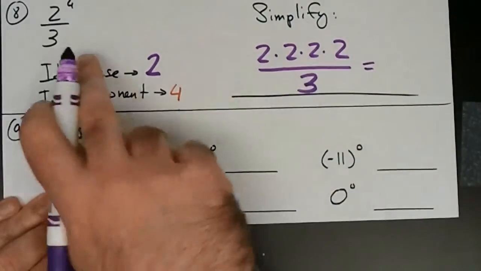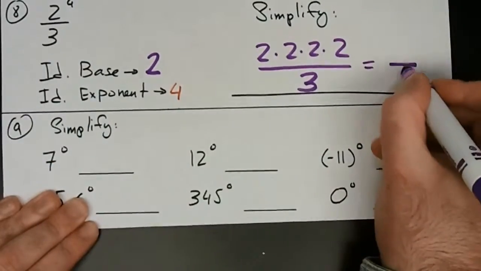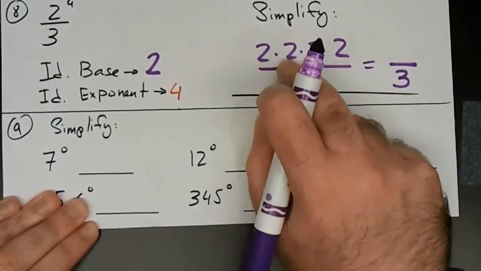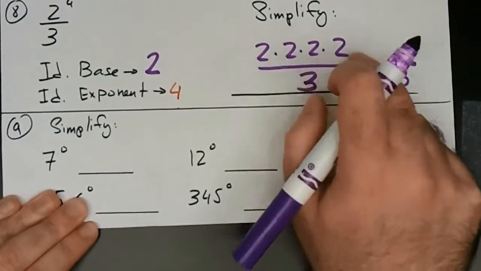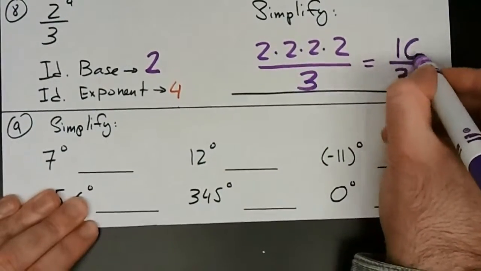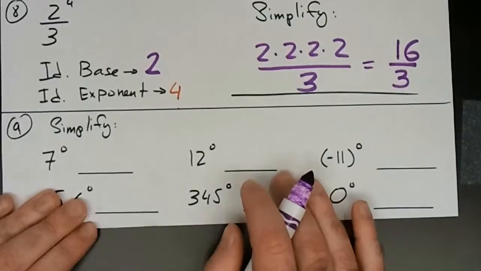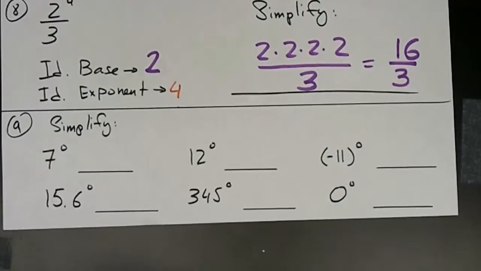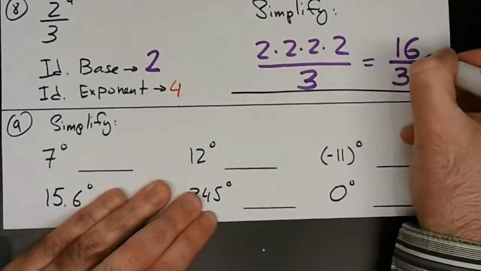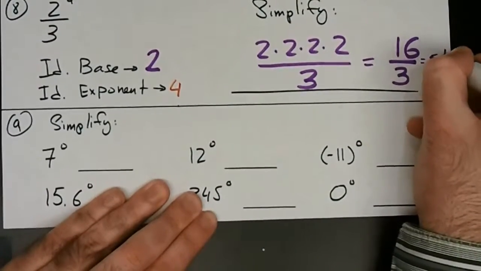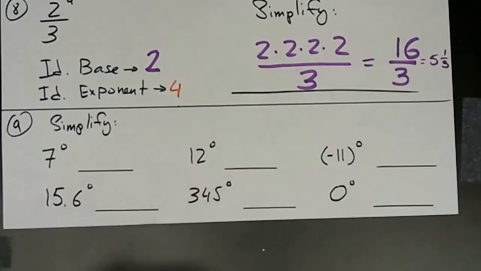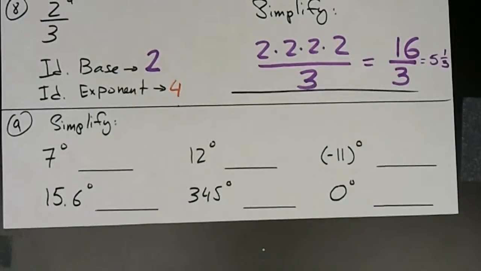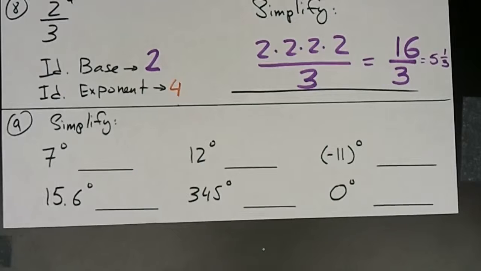So here, the 3 never got affected, so 3 just stays as was. 2 times 2 is 4, 4 times 2 is 8, 8 times 2 is 16. And you can convert that into a proper fraction if you so desire. That's going to be 5 1/3. I'll write this real small here, 5 1/3, but you don't have to. So any questions on number 8, because that one is a little tricky.